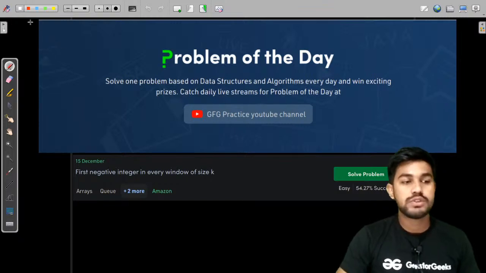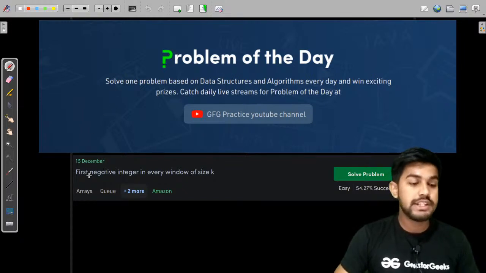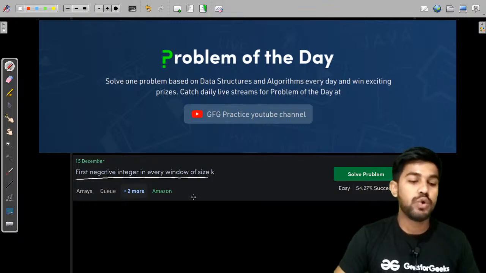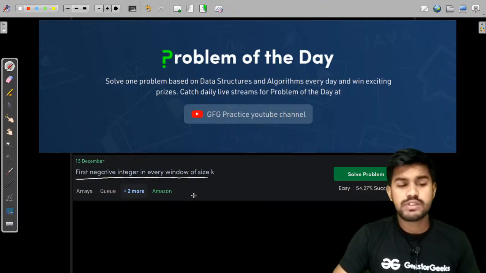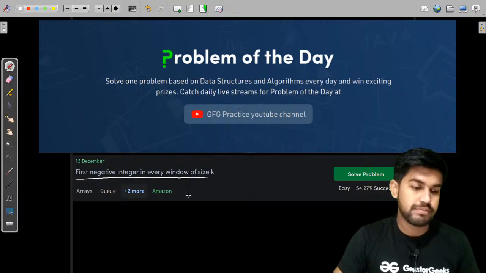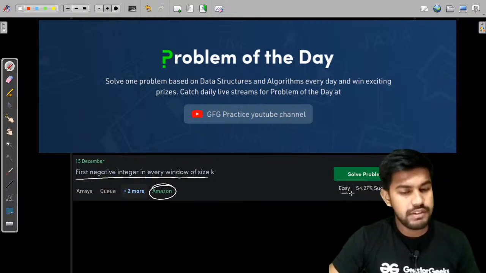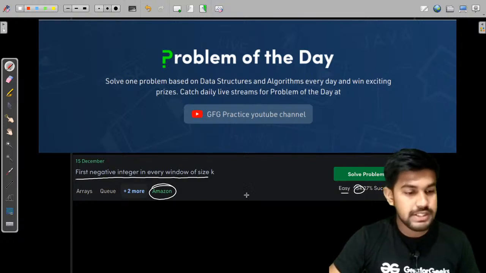Now let's start. Today we would be discussing yesterday's problem of the day, that is first negative integer in every window of size k. This is quite a self-explanatory name of the question, and this question appeared in Amazon, and this is an easy level problem, and the success percentage is very high, that is 54%.